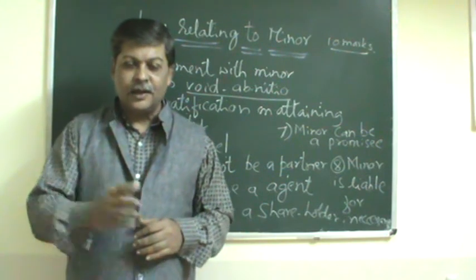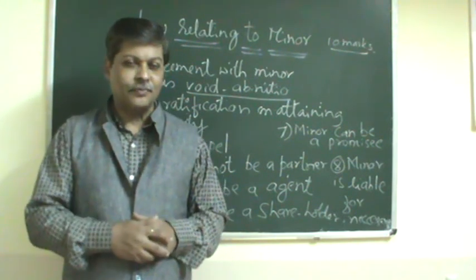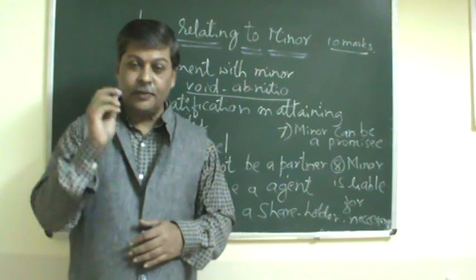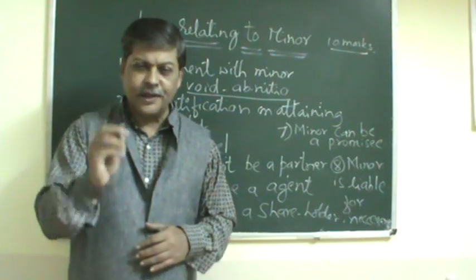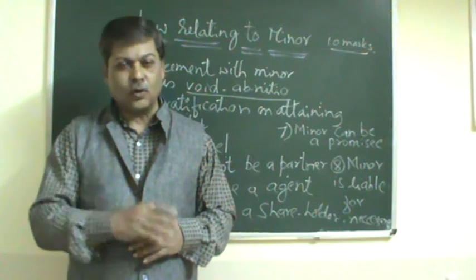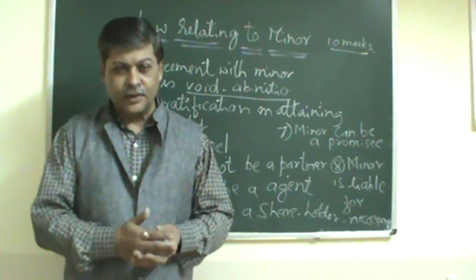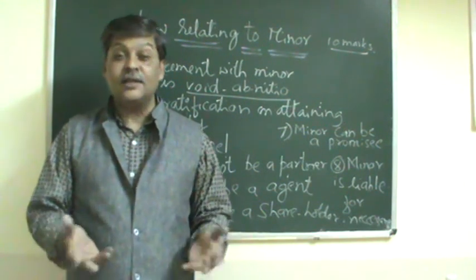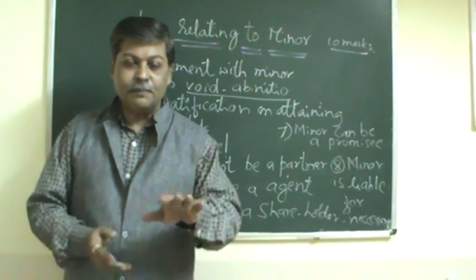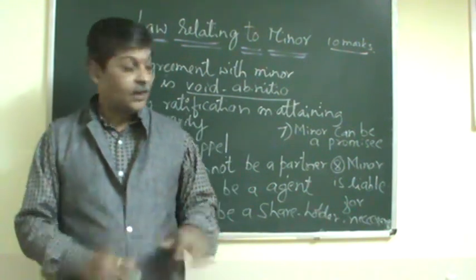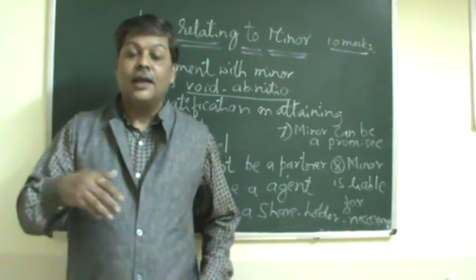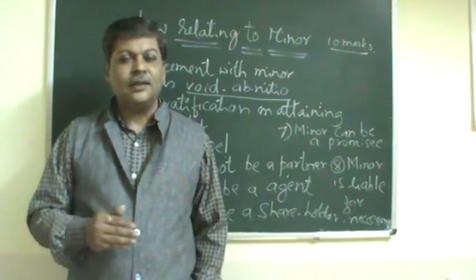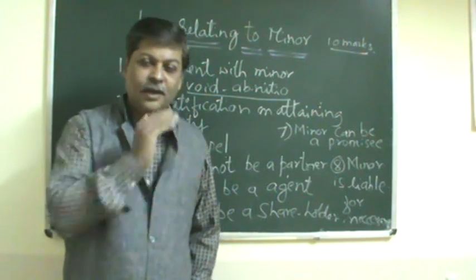So supplying a luxurious car is not a necessary. This is not a necessary. So what are the necessary things which are very essential? Necessary means things which are very essential for the person's growth, like food, education, books, shelter, clothing. These can all be necessaries. So any person who supplies these necessaries to a minor during the minority, later when the minor attains the majority, can claim the price of the necessaries he has supplied during the minority.